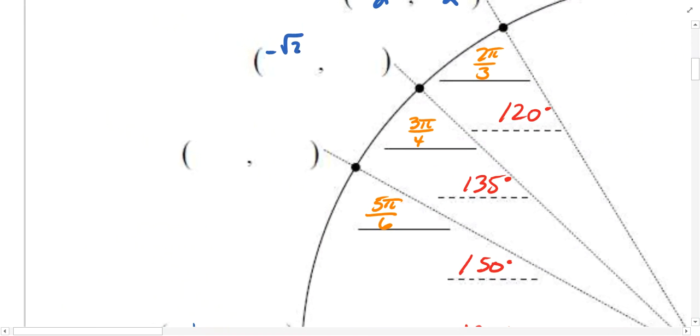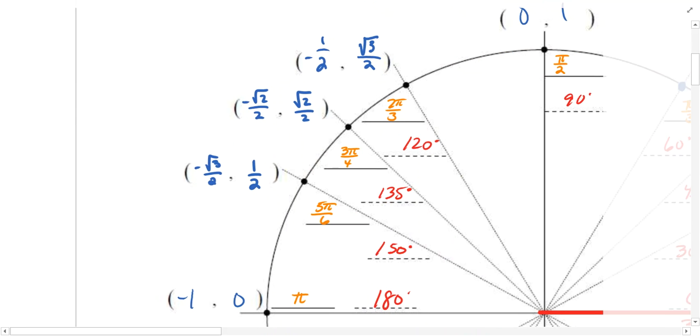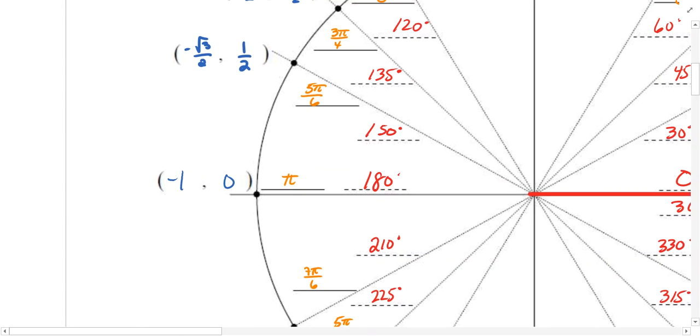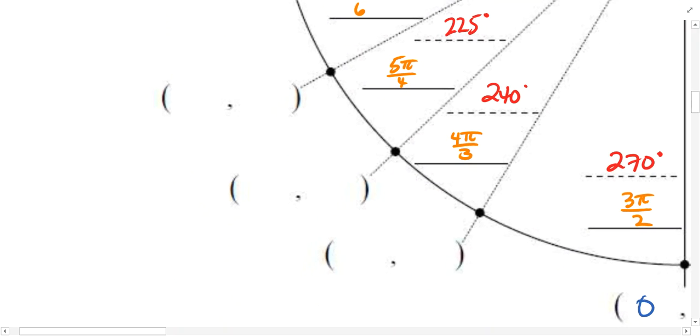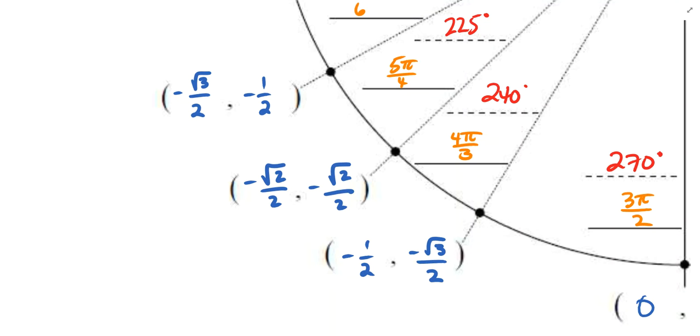In the next coordinate, we'll report that as negative radical 2 over 2, positive radical 2 over 2, negative radical 3 over 2, positive 1/2. And we'll continue that pattern as we rotate around the circle. Take note of where the signs change. Here are the results for the next 3 positions.